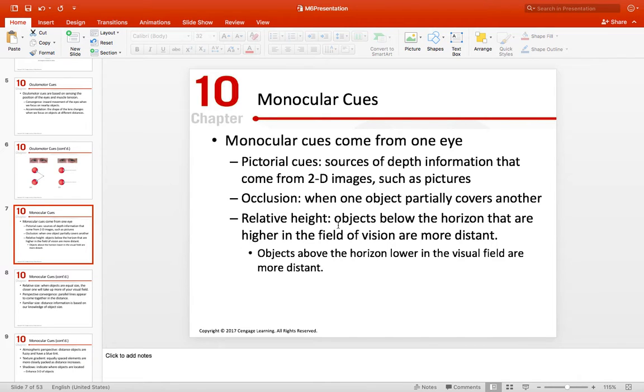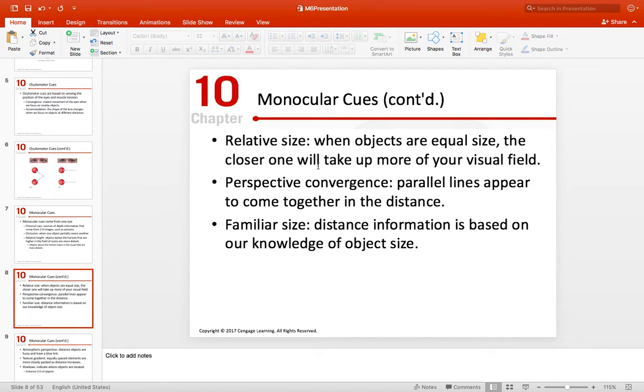So I like to always tell my students that people that work in special effects probably have to be aware of these cues, at least sort of intuitively, to make it look right. And there are other ones: relative size, perspective convergence. This is another one that's used in that opening scene if you watch it. Parallel lines appear to come together at a distance. This is the so-called effect: if you look at railroad tracks going off in the distance, this is how it will look. We utilize our memory, familiar size. Distance information is based on our knowledge of the objects and so forth.